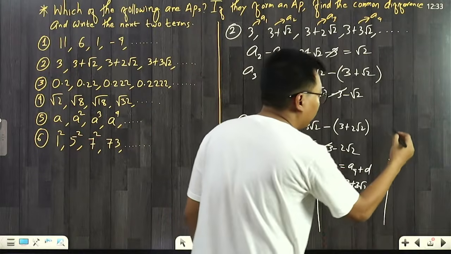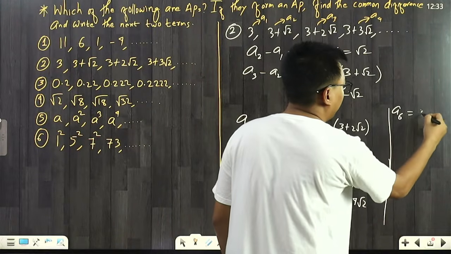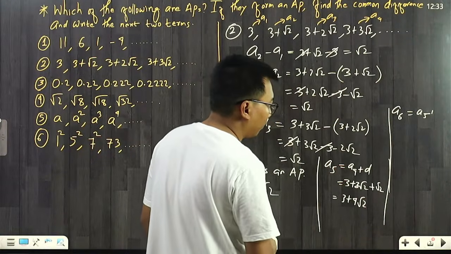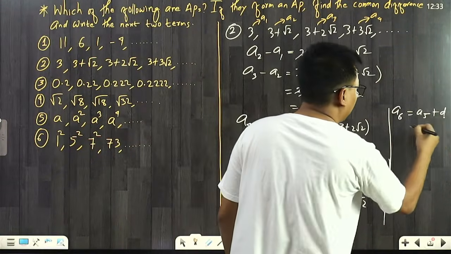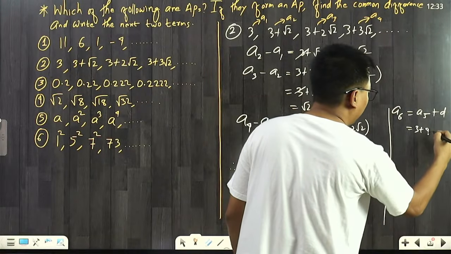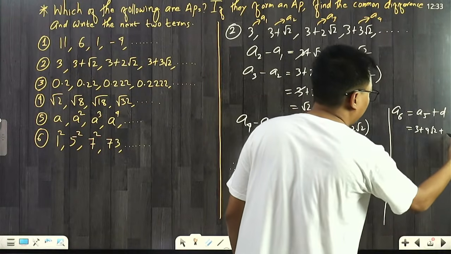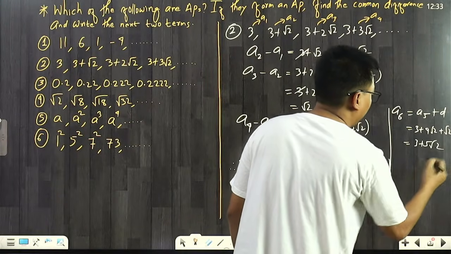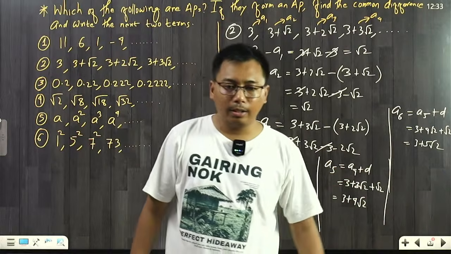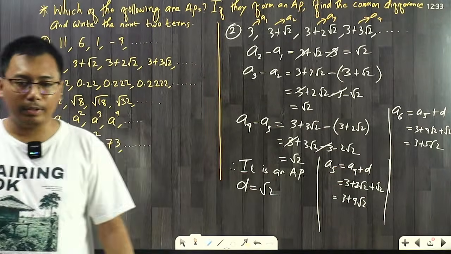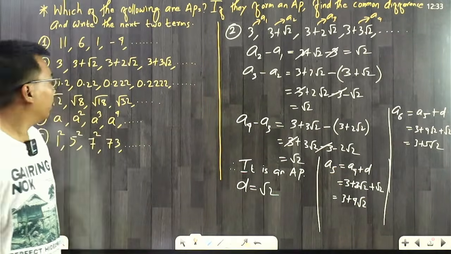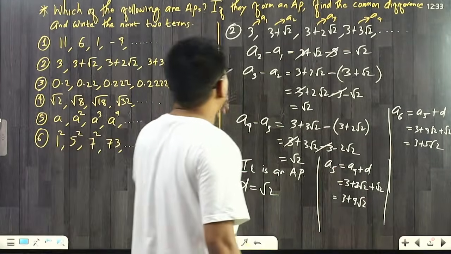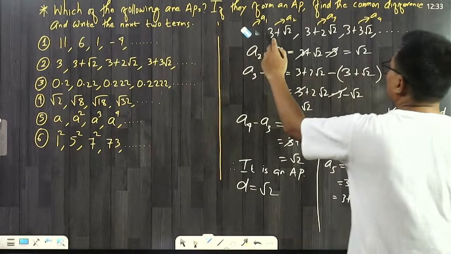This will be A5. What will be A6? A6 will be A5 plus d. A5 is 3 plus 4 root 2, plus d, which is root 2. So 4 root 2 plus root 2, I'll get 5 root 2. So these are the next two terms of this AP. Is that clear? Okay. Now let's move on to our next question, which is question number 3.